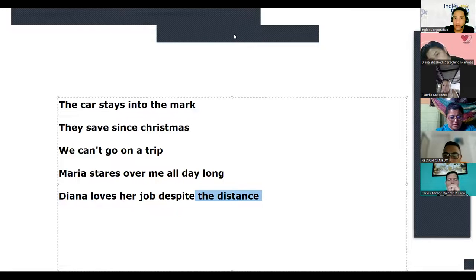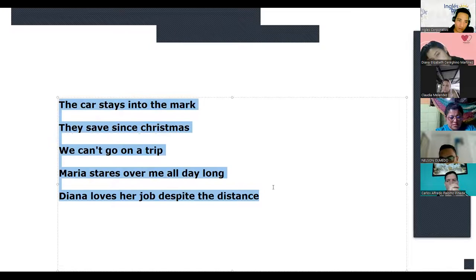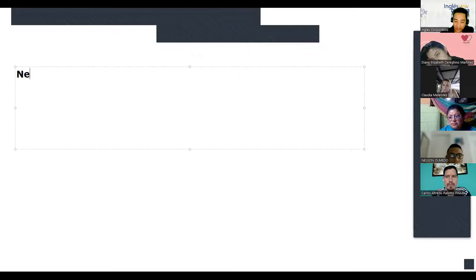Okay, now to move on, let's move on to today's topic, which is talking about neither nor. Let's start by saying the word. Be careful with the writing of this word. What is the meaning of neither, by the way? Tampoco.